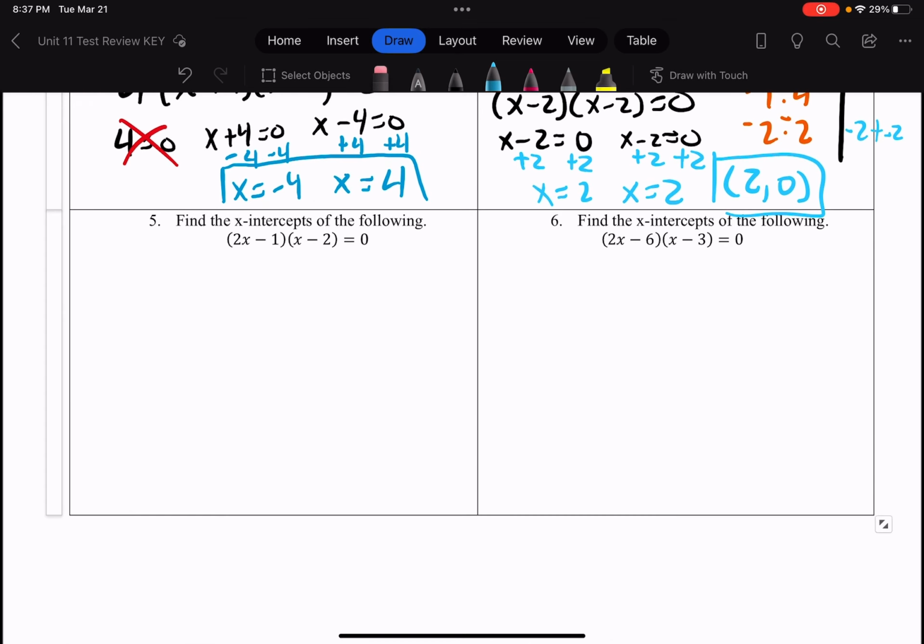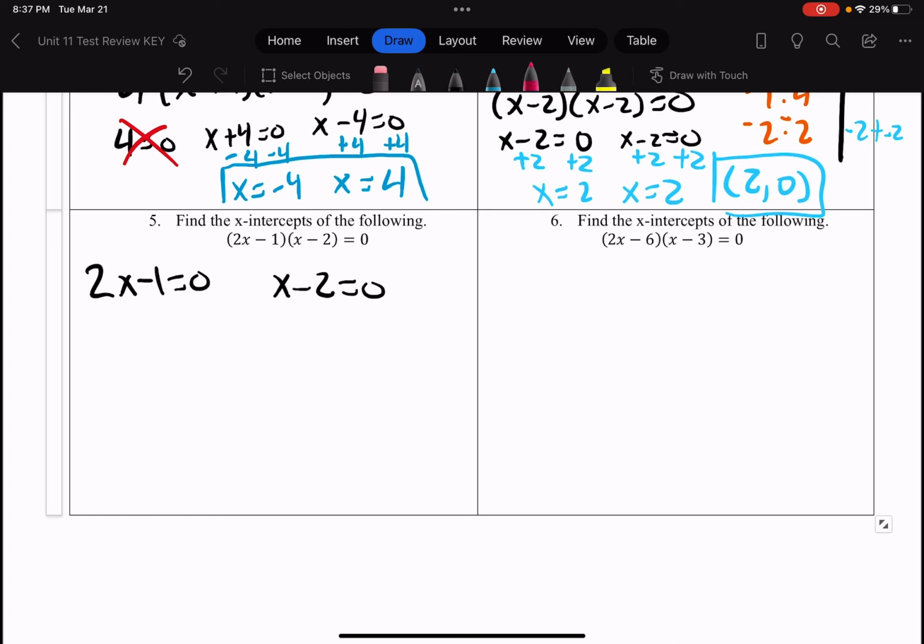Now, we're going to move on to number 5. And if you look at number 5 and 6, these are already in factored form. Guys, if I were you, I would not convert them to standard form. They're in factored form, so solve them using the zero product property. I can say I've got 2x minus 1 times x minus 2. And I'm just going to set both of those factors equal to 0 and solve.